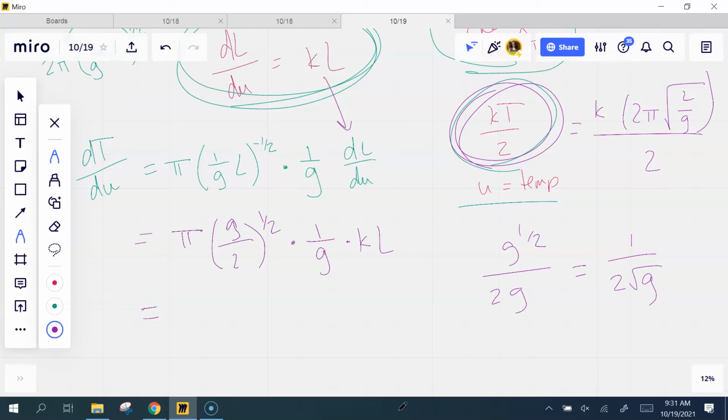Well, now I see my square root of G coming out. Well, what about the 2? Let's see. Well, these 2's technically cancel out, right? Yeah. So this is k times the square root of 2 over g. There's a pi in there. We're almost there.